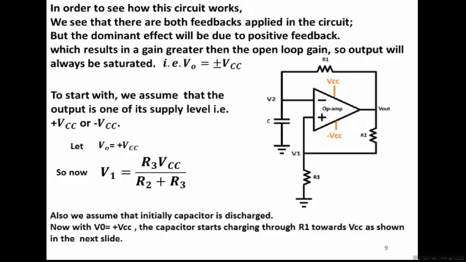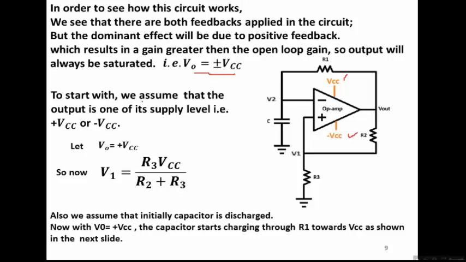So in order to see how this circuit works, we see that there are both feedbacks applied in the circuit, but the dominant effect will be due to the positive feedback, which results in a gain greater than the open loop gain. So output would always be saturated, that is, either plus VCC or minus VCC. So these are the two supply levels which are connected in the case of the oscillator, and there is no input applied, only these power supplies are connected, and you will get the output which would be oscillating periodically.